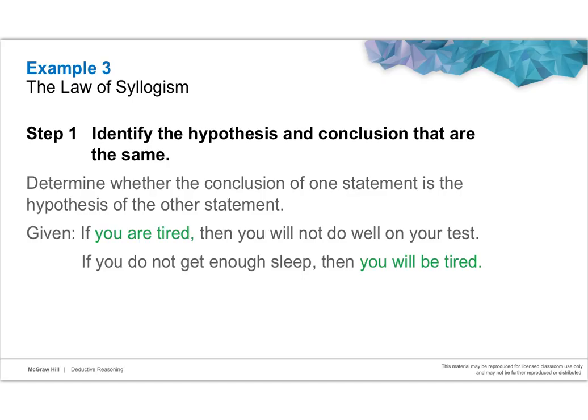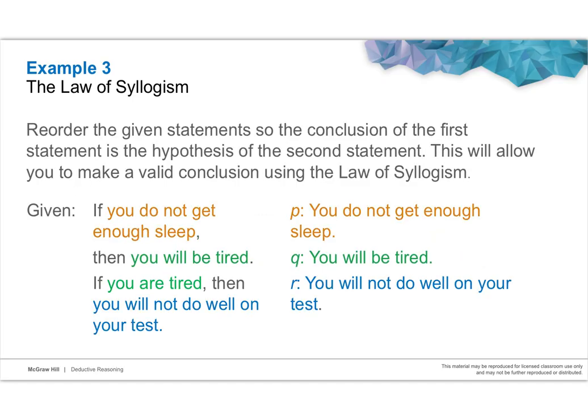So given: you are tired, then you will not do well on your test. And if you don't get enough sleep, then you will be tired. We again see that link of the tired part of the statement. And so we're going to reorder them so that the conclusion of the first statement leads into the hypothesis of the second. You can see this is really just the same two statements in reversed order, and that's going to allow us to link them together. So if you do not get enough sleep, then you will be tired. And then if you are tired, you will not do well on your test. So we should be able to cut out the middleman and go from one to the other. Notice they've again given us P, then Q, and then Q, then R.